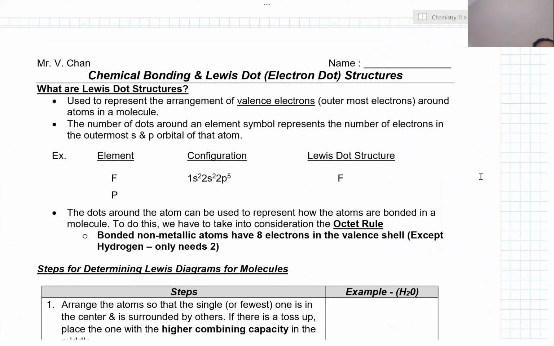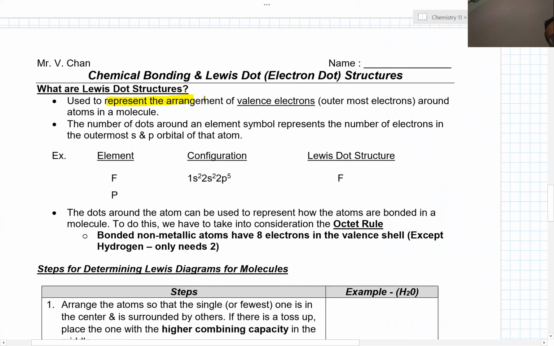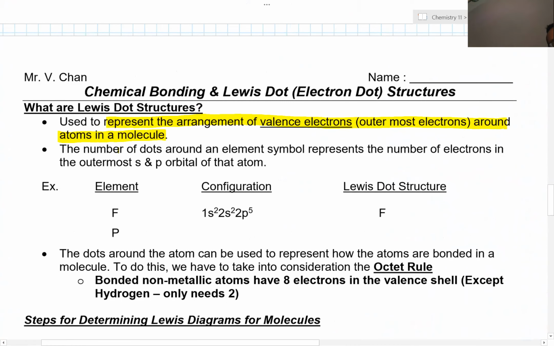So what are Lewis dot structures? They are used to represent the arrangement of valence electrons, or outermost electrons, around the atoms in a molecule. The number of dots around an element symbol represents the number of electrons in the outermost s and p orbitals. We're using that term s and p again.